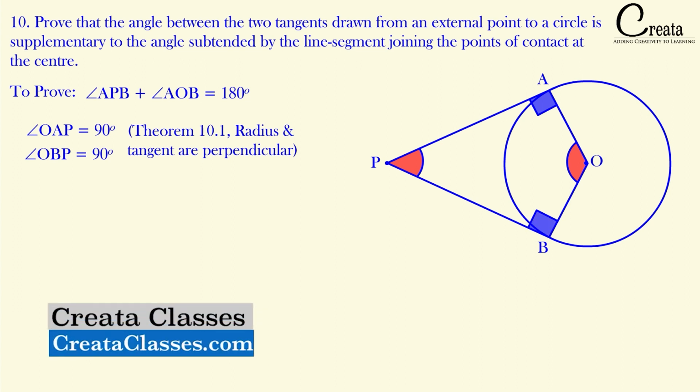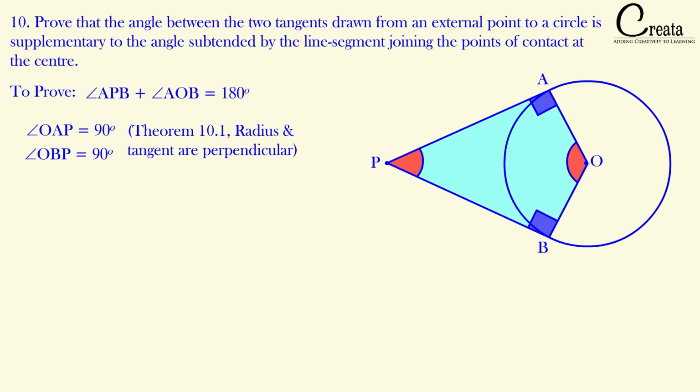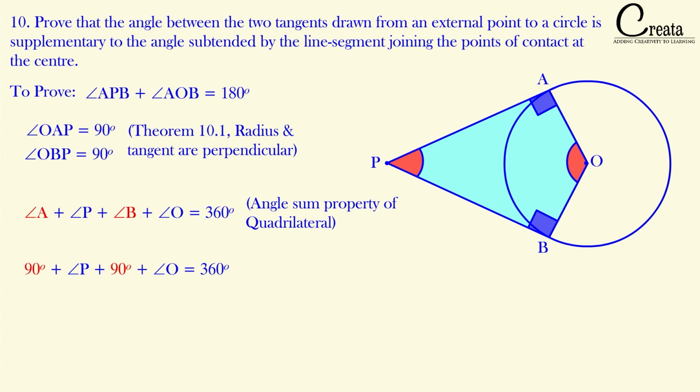Further, are you able to observe a quadrilateral in the given figure? So OAPB is a quadrilateral. And we know the property of a quadrilateral, that is the angle sum property. The sum of all the four angles of a quadrilateral is equal to 360 degrees. Two angles we know are equal to 90 degrees. Let's put the values. On solving, we got angle APB plus angle AOB is equal to 180 degrees. That is the answer of the question. So we have done with the question number 10.